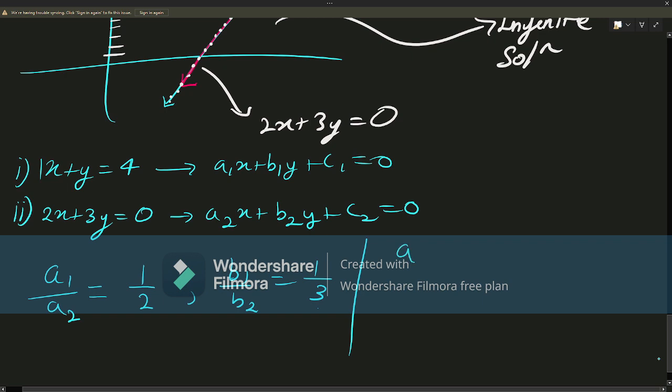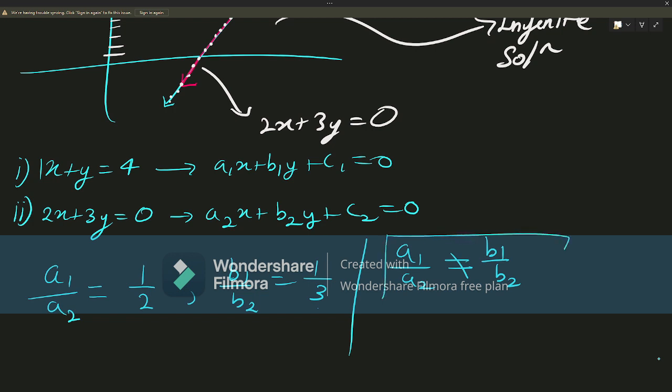Now, for intersecting lines, A1 upon A2 should not be equal to B1 upon B2. And then you can ignore C1 upon C2 because this has already satisfied the condition. Okay, now since this condition is satisfied, you can say the lines are intersecting.